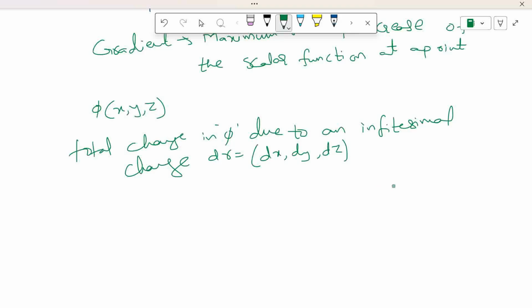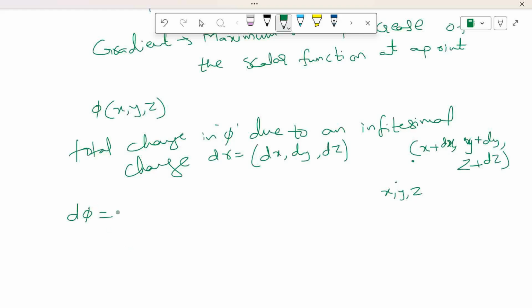So consider a point here, x, y, z. Now consider another point which is x plus dx, y plus dy, comma, z plus dz. So this is the other coordinate. Here you can see the increase is dx, dy and dz. Now for that much change, what is the change in the scalar field phi? That we can represent with d phi. Now we have to calculate how much it is.